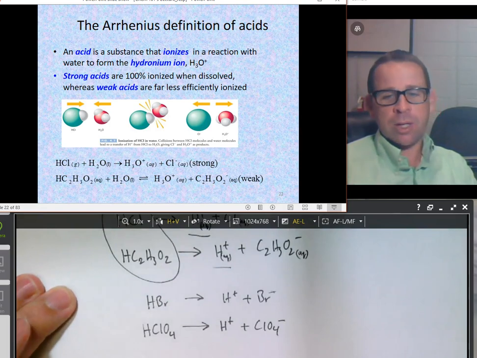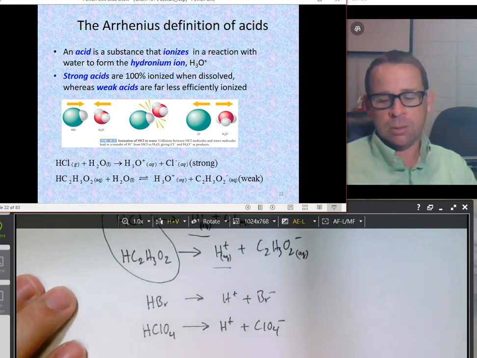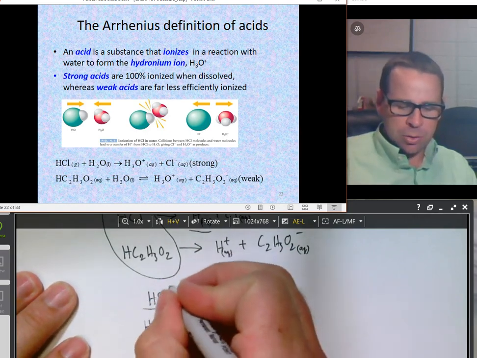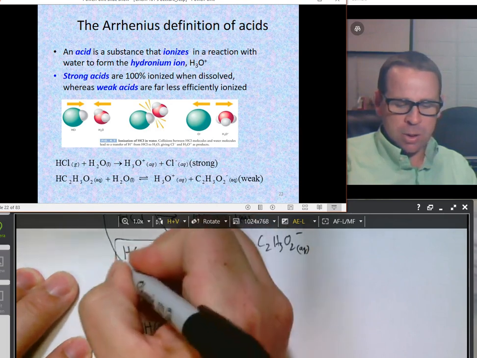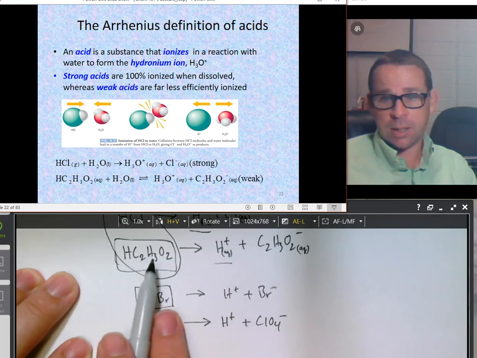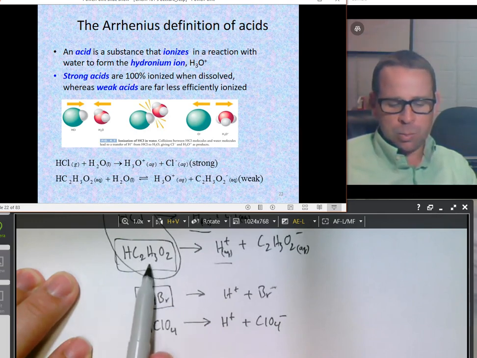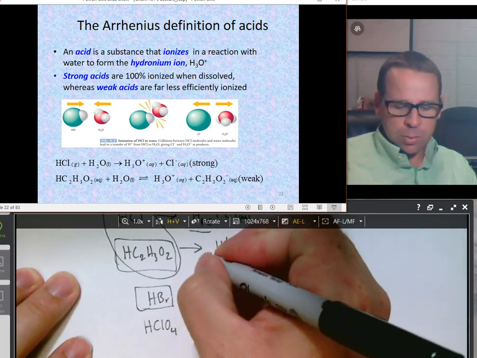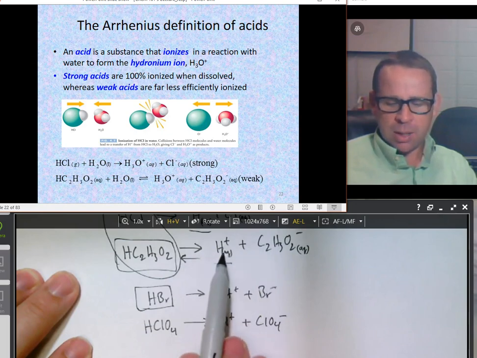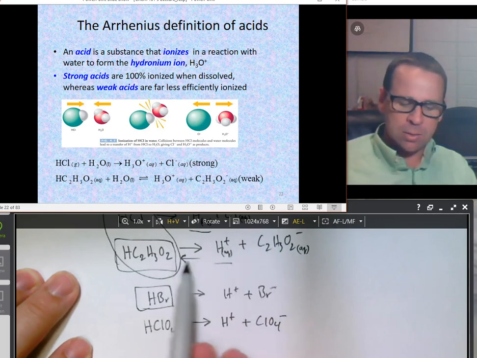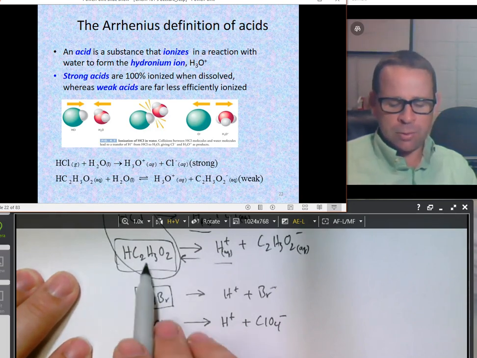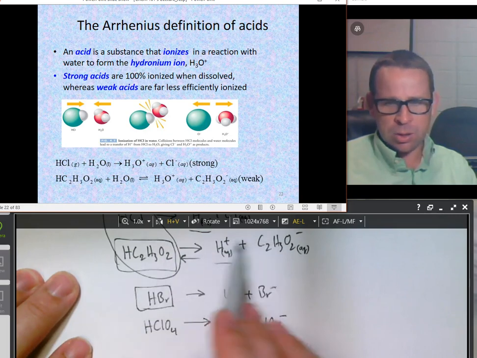All right, we also can differentiate between what we call strong and weak acids. HBr is an example of a strong acid, whereas this acid, which we call acetic acid, also known as vinegar, is a weak acid. Weak acids we draw with an arrow going backwards because, yes, they dissociate, but as soon as they dissociate, they try to come back together and go back to this. So at any given point, there's a very small amount of this acid actually dissociated.